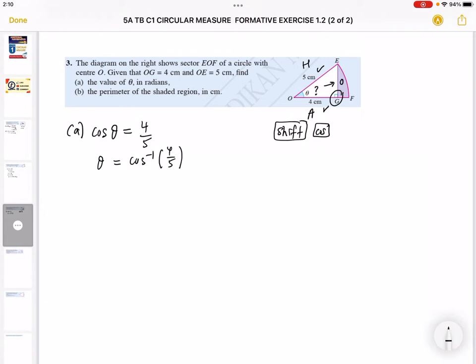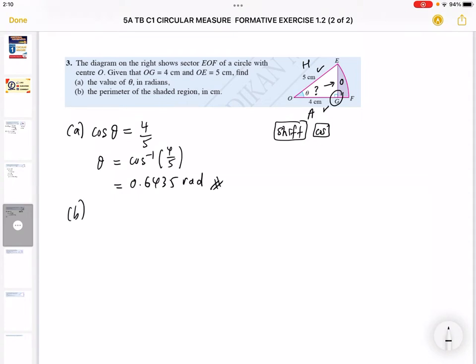Now I don't recommend using degree mode, because if you use degree mode, you will have to convert from degree to radian, and when you convert from degree to radian, you will have to use 3.142, which is very, very inaccurate. So you just change your calculator to radian mode, shift cos 4 over 5, you will get 0.6435 radian. Okay, so that is angle theta in radian.